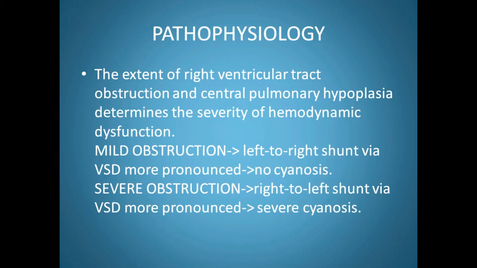So, next, let's see the pathophysiology. The extent of right ventricular outflow tract obstruction and central pulmonary hypoplasia determines the severity of hemodynamic dysfunction. In case of mild obstruction, there is a left to right shunt via the ventricular septal defect and there is no cyanosis. In severe obstruction, there is a right to left shunt via the ventricular septal defect and therefore there is severe cyanosis.